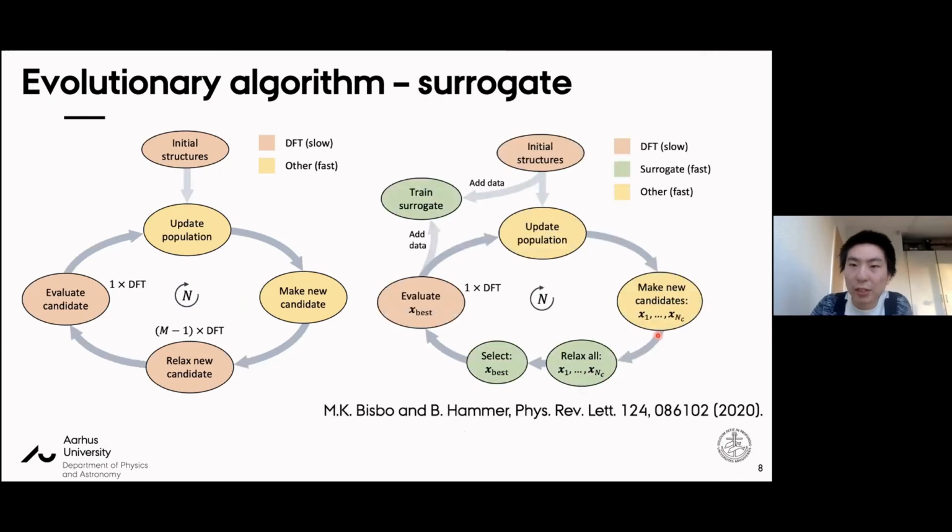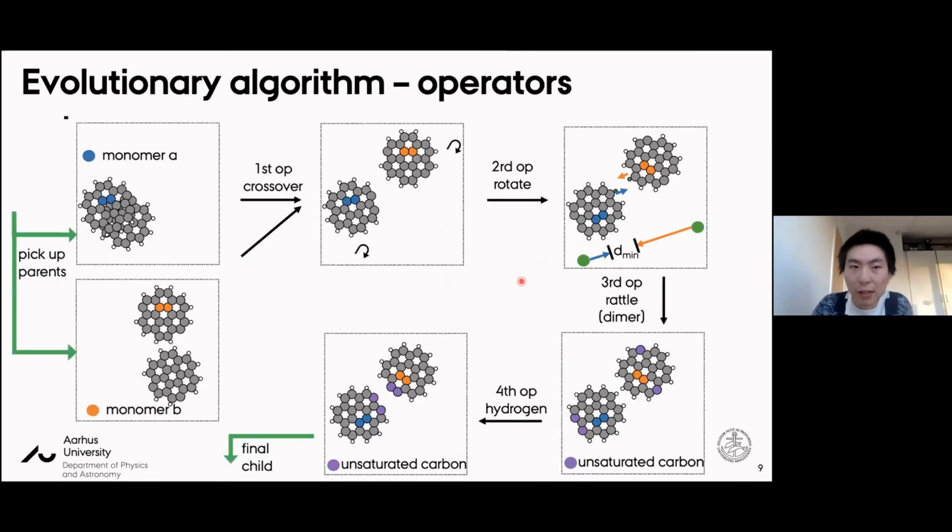So this is just a comparison between the traditional evolutionary algorithm and the Goldfish version, which adds a surrogate model to that. In the case of the dimerization on the surface, I need to propose some structures where the operations only act on a group of atoms. So I have to keep the carbon framework, but also allow the hydrogen to jump between carbon atoms.